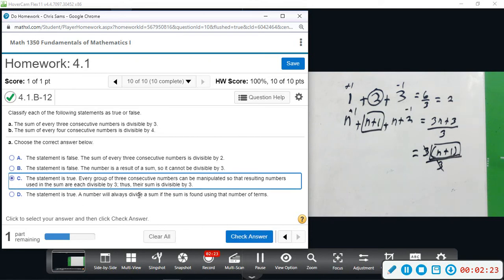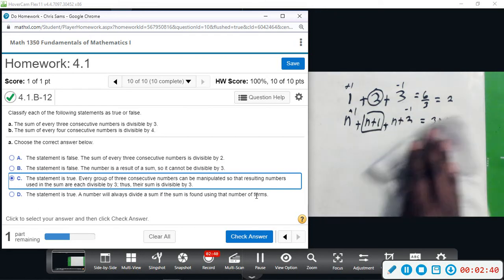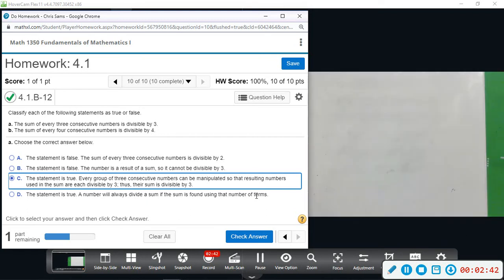A number will always divide a sum if the sum is found using that number of terms. Okay, so we don't know that. That one's saying if we use 2 terms, it's always going to be divisible by 2, 3, 4, and so on. And that would take a lot more to prove than just doing this. So we're going to go with C for part A.